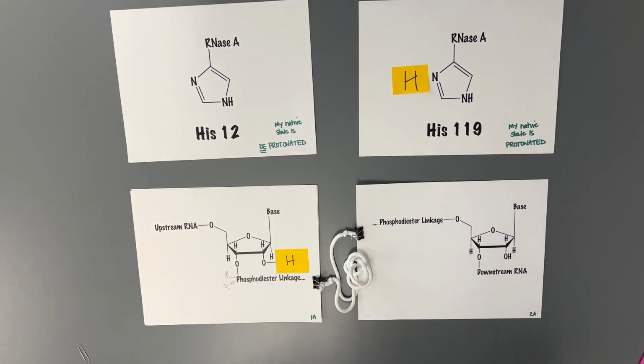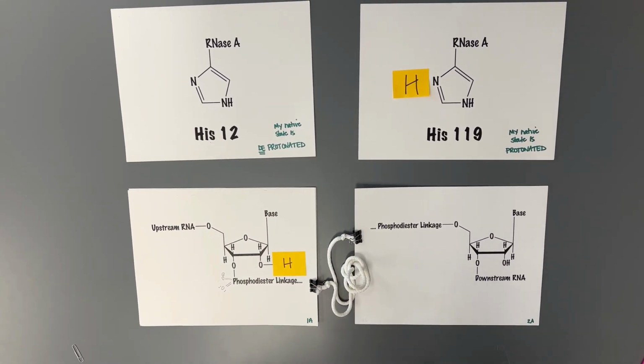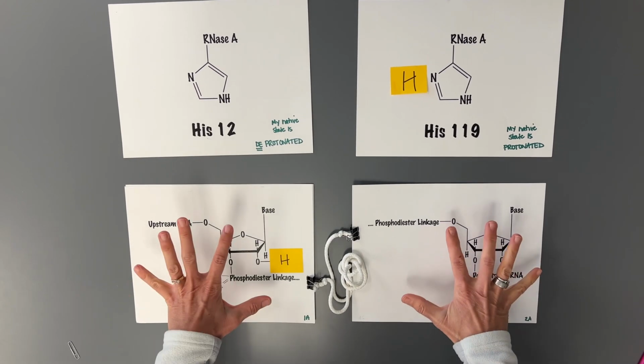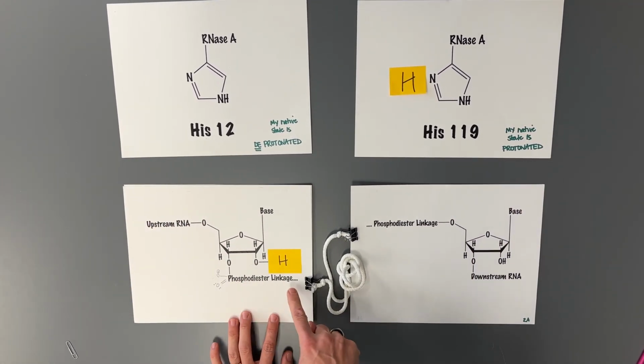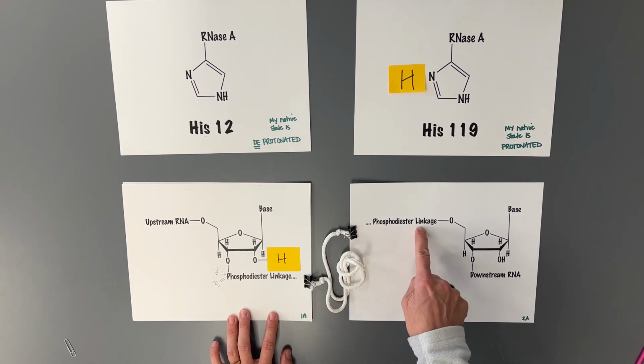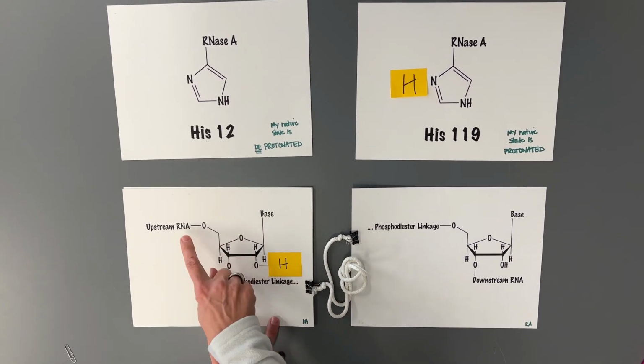Start recording. All right, so this is for RNase A. Here we have our upstream and our downstream pieces of RNA that are connected by a phosphodiester linkage. So remember what our phosphodiester backbone looks like.